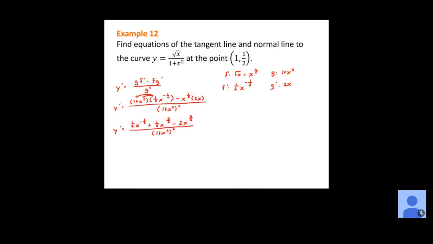All right, now once I've multiplied that out, now what can we do? Good, combine like terms. So since I have two terms that have x to the 3/2, let's go ahead and combine those. We're going to have 1/2 x to the negative 1/2. If I combine like terms here, 1/2 minus 2, that should give us a negative 3/2. We're going to get minus 3/2 x to the 3/2 all over 1 plus x squared all squared.